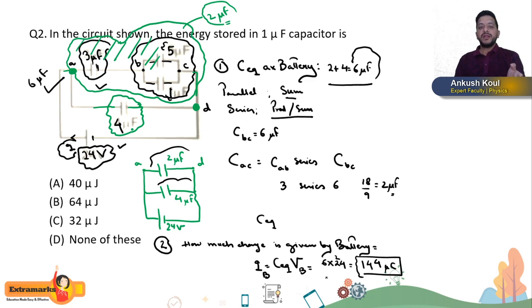So I have done two parts of this question. One, what is the C equivalent across the battery? Second, how much charge is given by the battery. Is it clear? Is it clear? So now, this is the charge given by the battery, can we also find how much charge is present on each capacitor?